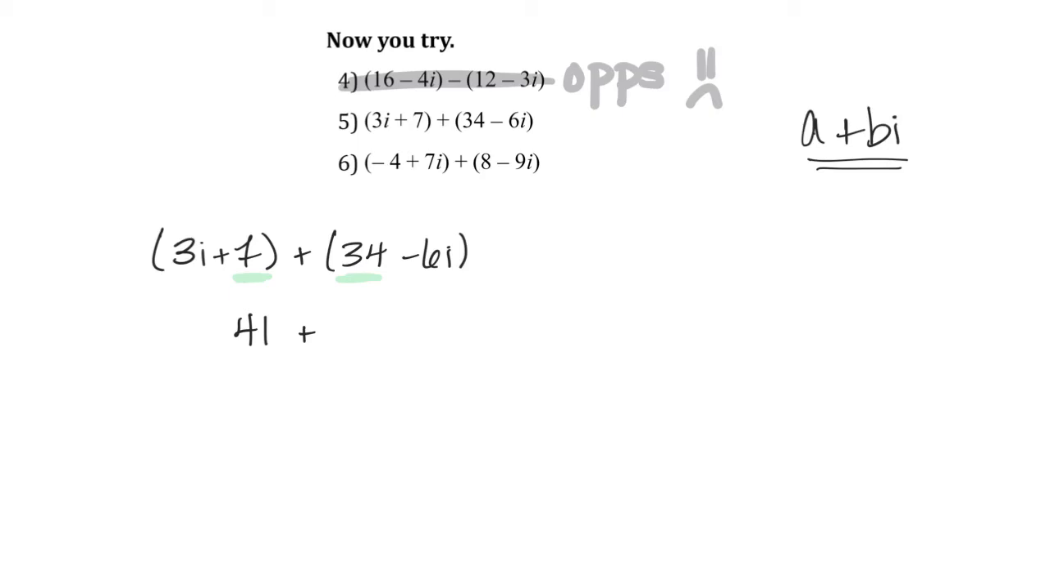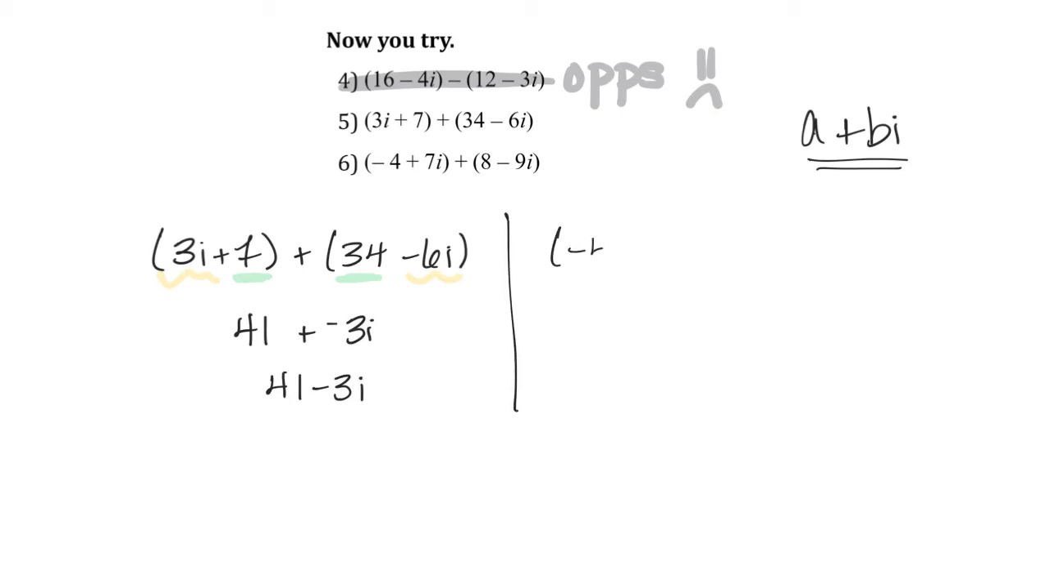And then if I look at my imaginary components, which are 3i and negative 6i, that is going to give me a negative 3i. So I wrote that addition there. You can write that as adding the opposite if you choose, or rewrite that as 41 minus 3i.